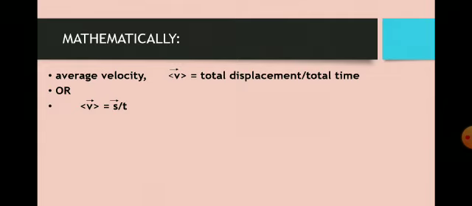Mathematically, average velocity is equal to total displacement divided by total time. The average velocity is represented by the symbol of small v with an arrow overhead, which is enclosed in a triangular bracket. This triangular bracket shows the average. So v is equal to s divided by t.